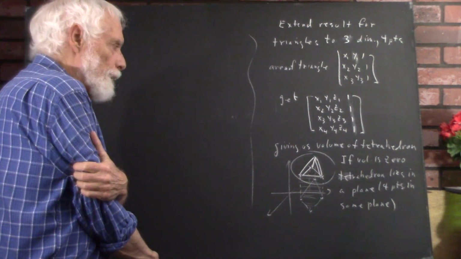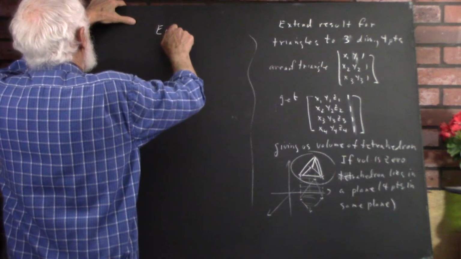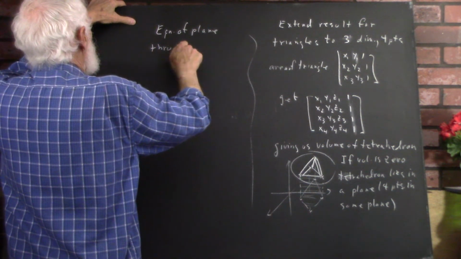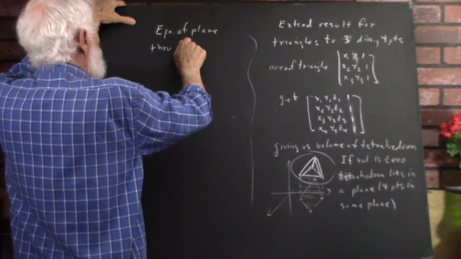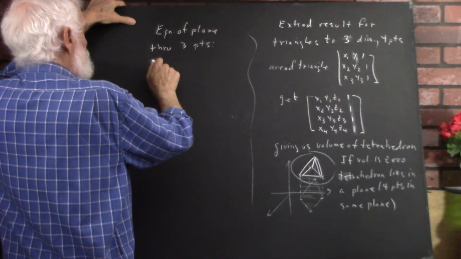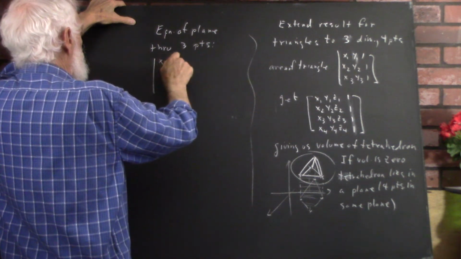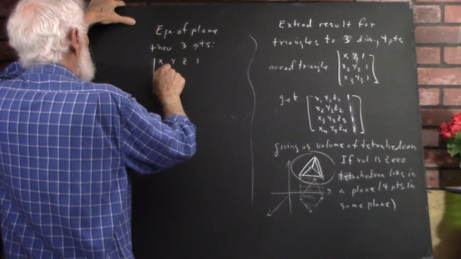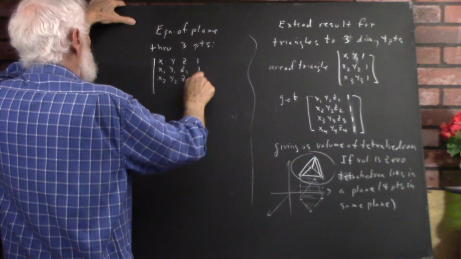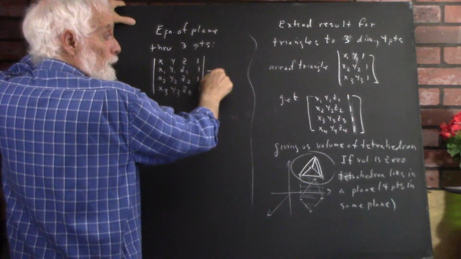We can also extend this to finding the equation of a plane. The determinant of x, y, z, 1, x1, y1, z1, 1, x2, y2, z2, 1, x3, y3, z3, 1 equals 0.